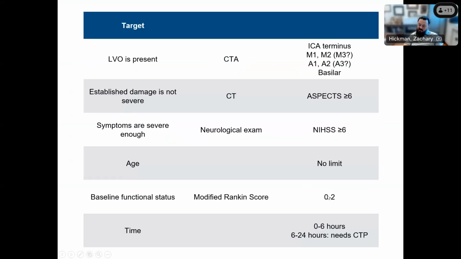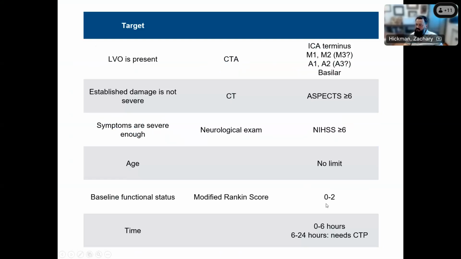Now, you could make the argument that somebody that has an ICA occlusion, that was potentially going to die from that, with a Rankin of 3 or 4, you could potentially do it as a heroic measure in those cases. But it's not the typical person they would consider a candidate unless it's the last-ditch option, really. So we're really trying to target those patients that are functionally independent at home.